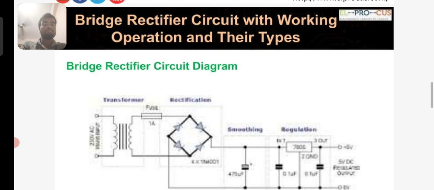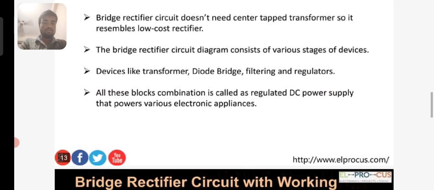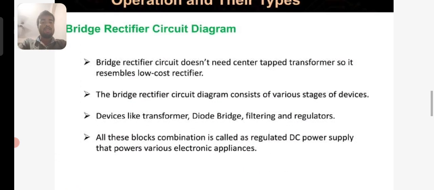Bridge rectifier circuit diagram. It consists of transformer, rectification, smoothing, and regulation. A bridge rectifier circuit does not need an entire center tap transformer, so it is a low cost rectifier. The bridge rectifier circuit block diagram consists of various stages of devices like transformer, diode bridge, filtering, and regulator. All these blocks in combination are called a regulated DC power supply that powers various electronic appliances.